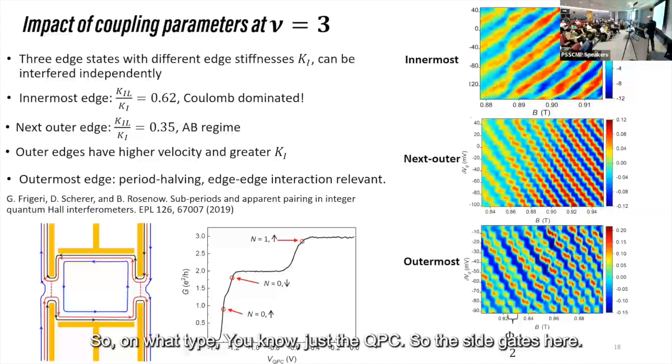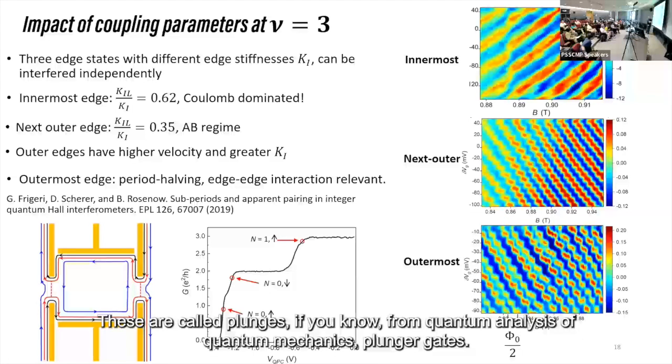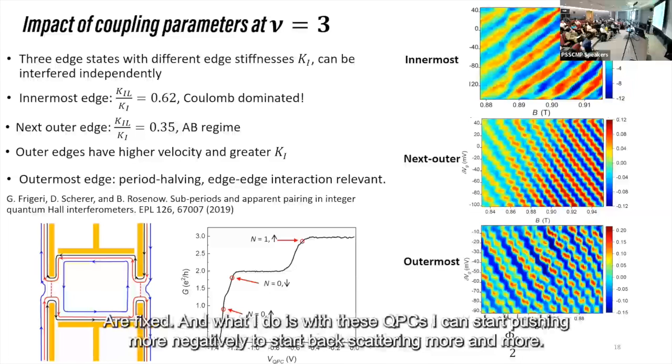So, what parameter tunes it from the innermost to the outermost? Did you tune by the QPC, just the QPC? Not only that. So the side gates here, these are called plungers, if you will, from the analogy to a quantum dot. These plunger gates are fixed.